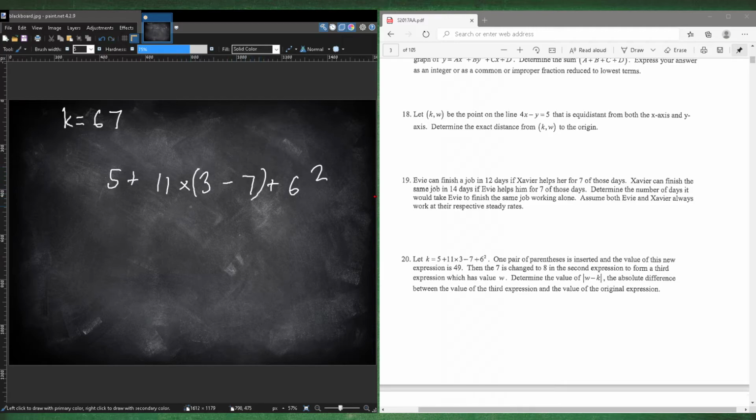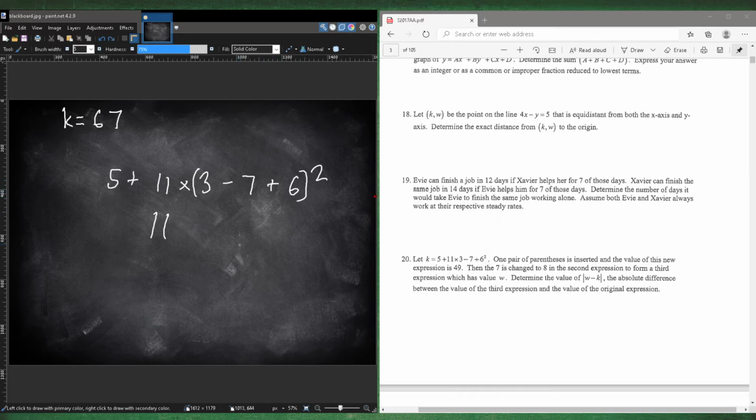So let's say this one. So 3 minus 7 is negative 4. Negative 4 times 11 is negative 44. 5 plus 36, so this is going to be 41, negative 3. So that doesn't work. Okay, now let's put it with the 6 actually. So that's negative 4 plus the 6, which is 2. And then 2 squared is 4, so 11 times 4, which is 44, plus 5 is 49.